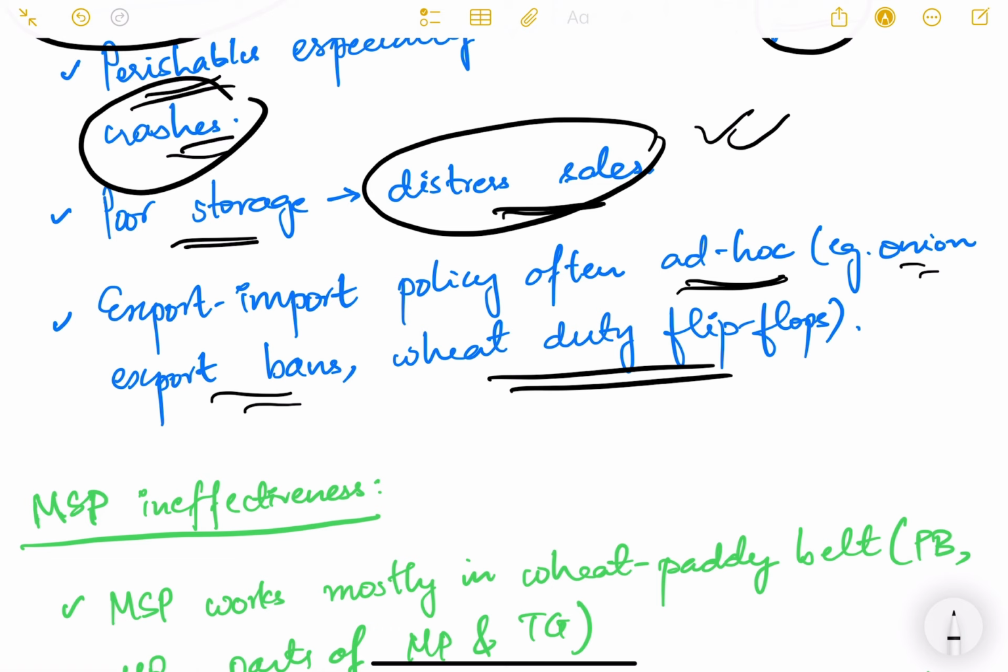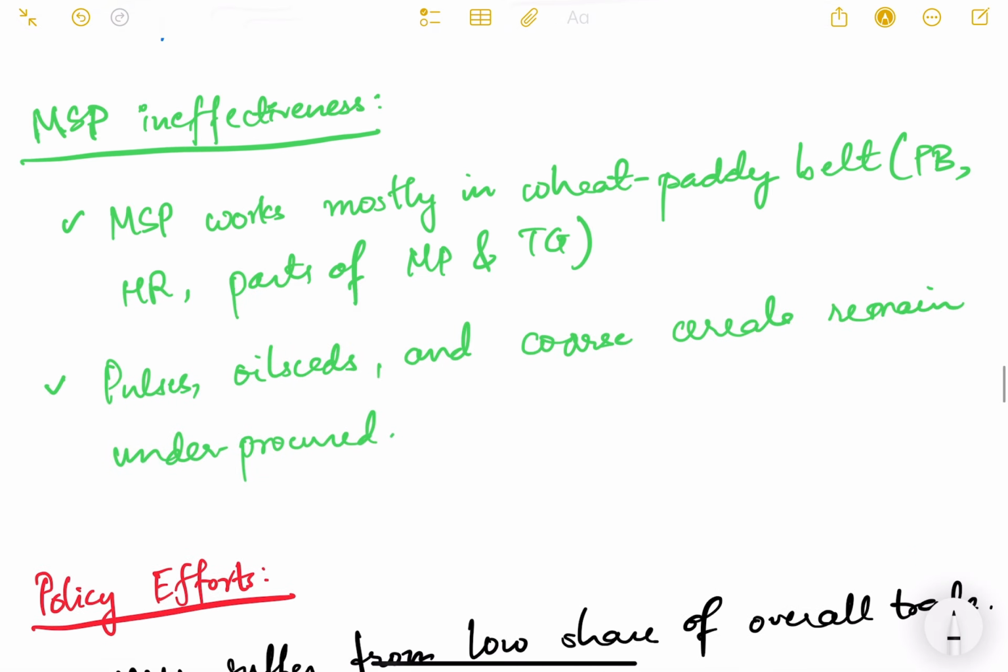So if the exports are allowed, suddenly the price will rise. If the exports are banned, suddenly the price will fall in the domestic market. So there needs to be certainty here.